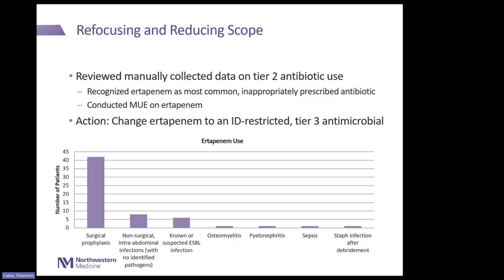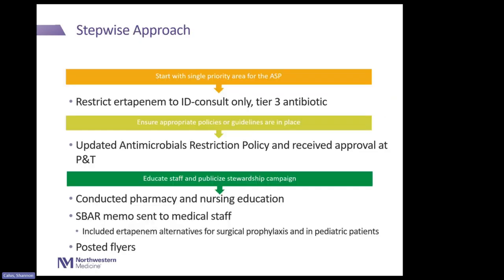So we decided to change ertapenem, a broad spectrum carbapenem, to an ID-restricted tier 3 antimicrobial. So then we went back to our stepwise approach and narrowing our scope with just ertapenem, we took the action of restricting it. And then to ensure appropriate policies are in place, we updated our antimicrobial restriction policy, which we received approval at PNT, and then did another round of education, but this time very specifically looking at ertapenem and appropriate indications for ertapenem.